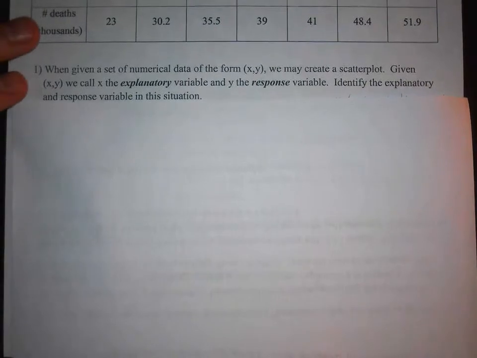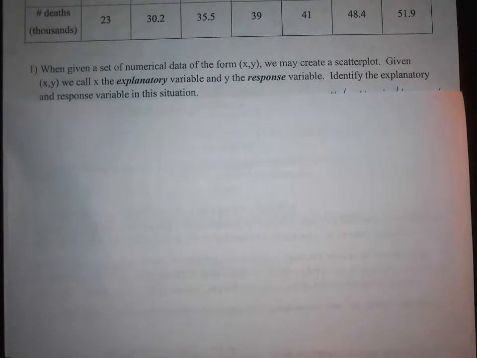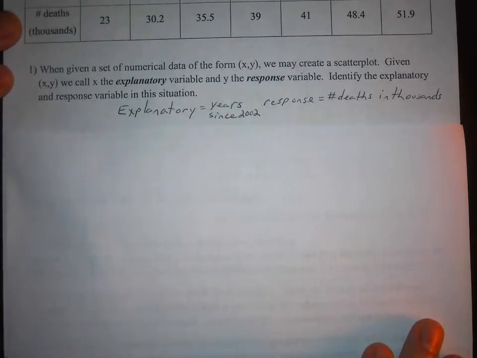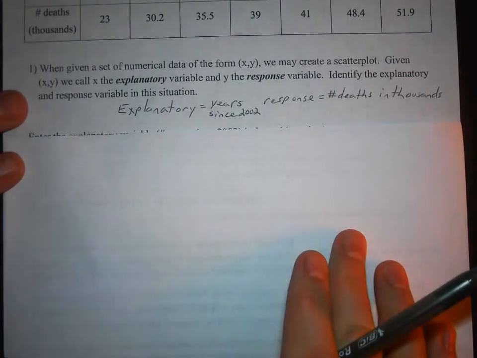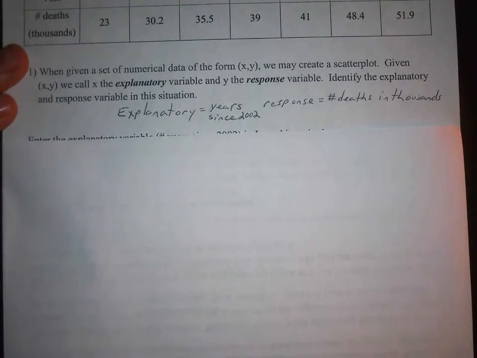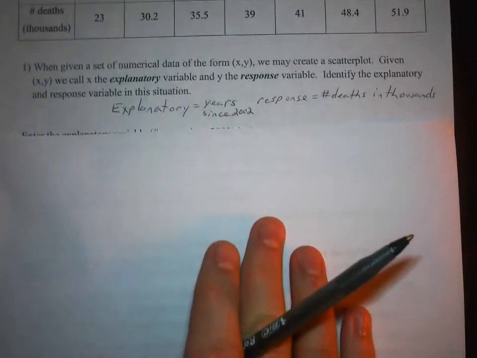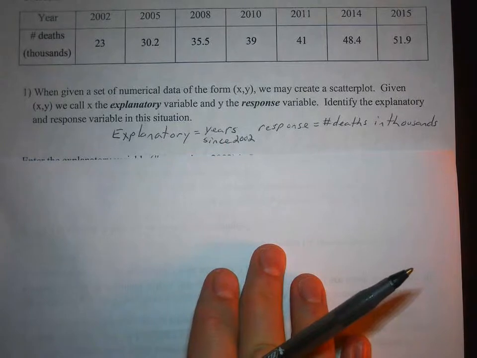So we're given a set of numerical data of the form XY. We can create a scatter plot. X is called the explanatory variable, and Y is called the response variable. So identify the explanatory and response variables in this situation. Well, X will be the number of years since 2002, and the Y value will be the number of deaths. So the response variable is the number of deaths in thousands.